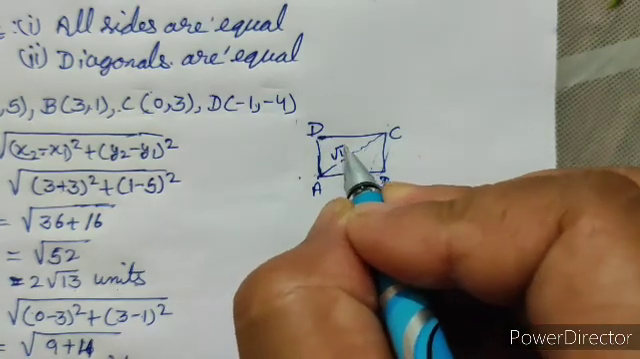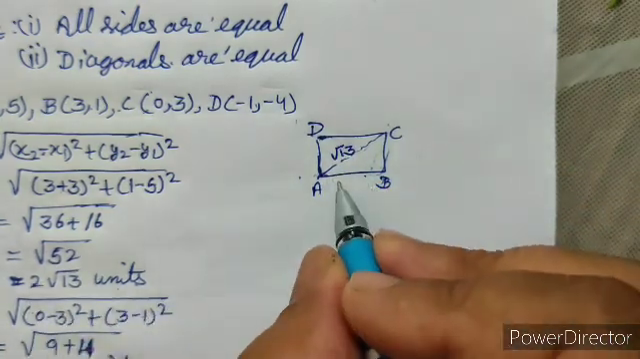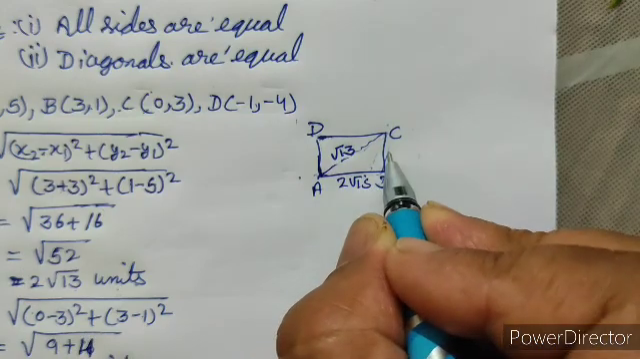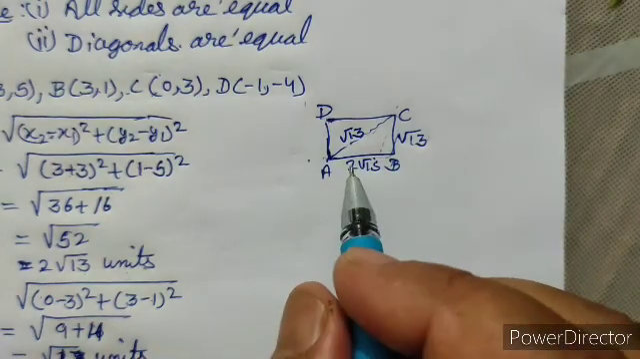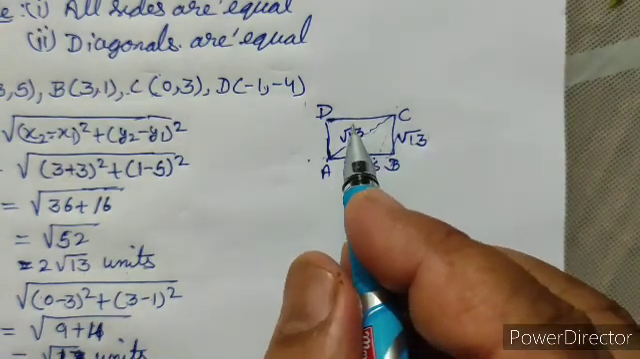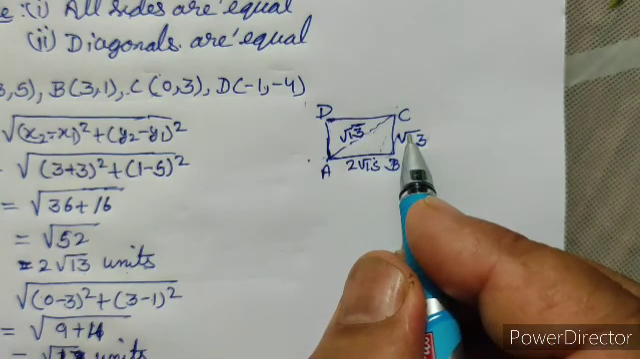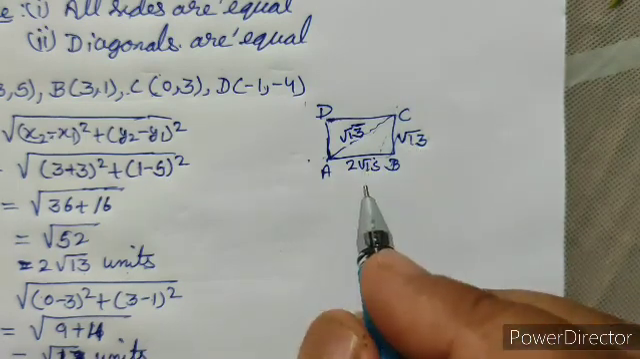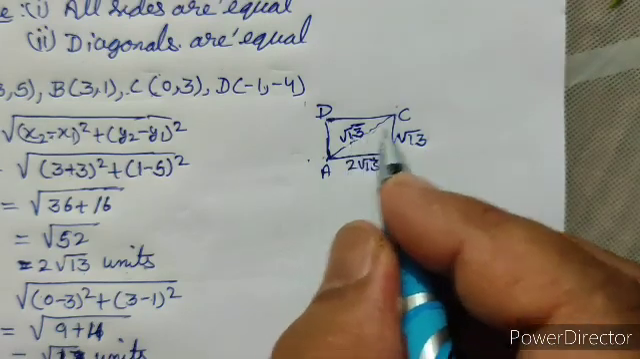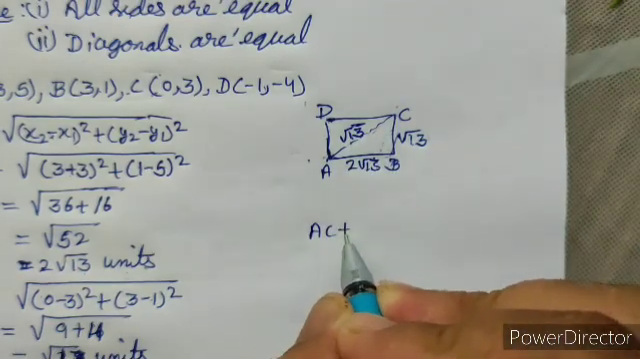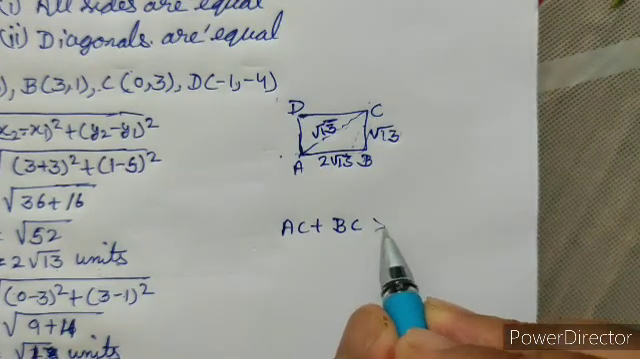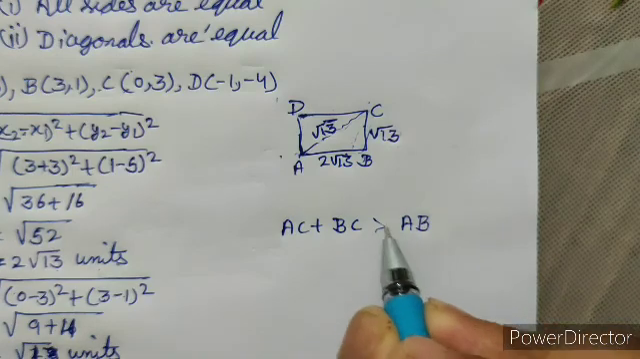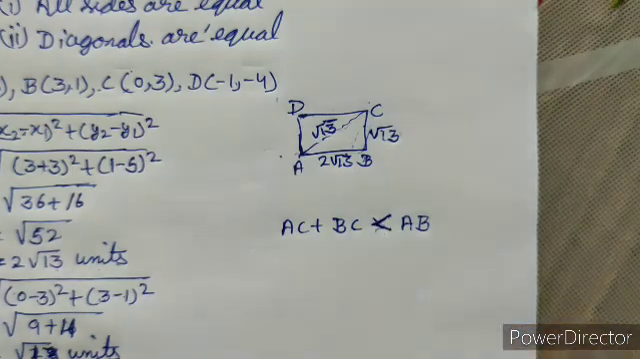Now, as we see here, AC is equal to root 13, AB was 2 root 13, and BC was equal to root 13. Now, in order to form any triangle, the sum of any two sides should be greater than the third side. But here, the sum of these two sides, AC plus BC, is not greater than AB, or you can say it is less than AB.